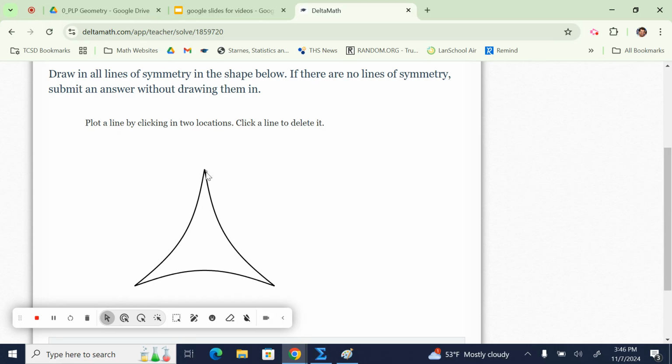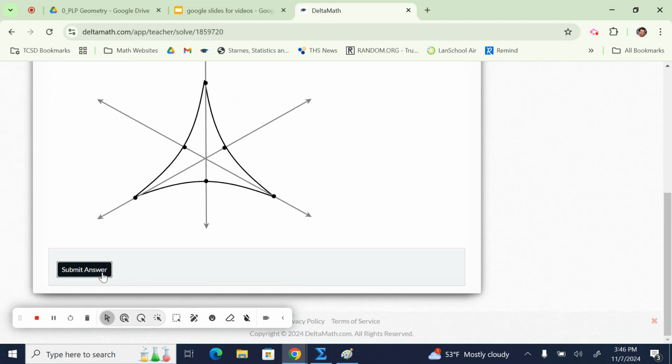So I'm going to start up here. I'm going to put a dot. I'm going to drag. I don't have to drag. I let go to here. So I think that that's going to split this figure in half. I also think if I go here to this bottom left corner and go towards the middle of this arc, I think that's going to split in half. And if I go here and go to the middle of that arc, that's going to split in half. So I think that those are the 3 lines of symmetry for this figure. I'm going to submit that.